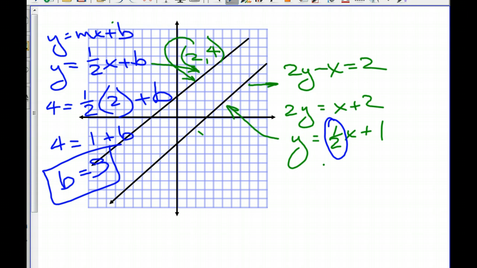So our b is 3. So this equation is going to be y equals 1/2 x plus 3. So, same slope, different y-intercept. In fact, different y-intercept than my graph actually has, because my graph is not parallel, right, Elias?